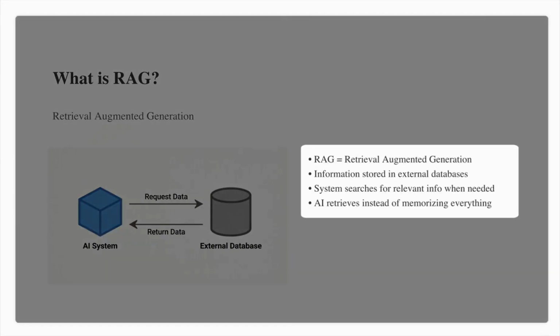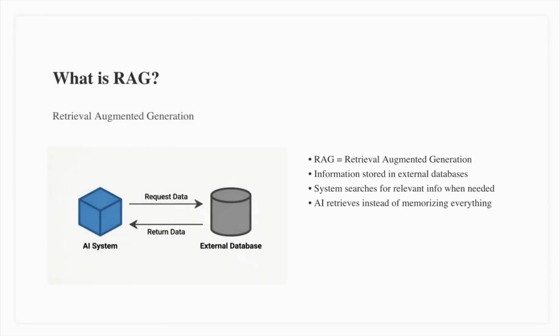First, RAG stores information externally in databases rather than relying on the AI's internal memory. This solves the problem of limited context windows we explored earlier. Second, when needed, the system actively searches for relevant information instead of expecting the AI to remember everything. Third, this retrieval process ensures answers are based on up-to-date verified data. Finally, it allows AI to handle complex queries without memorizing entire knowledge bases.